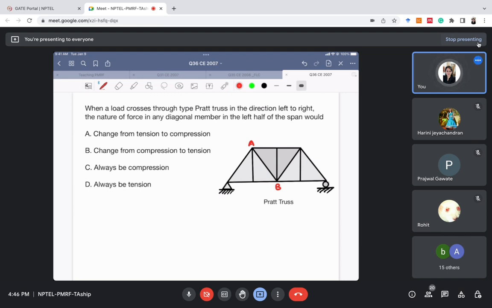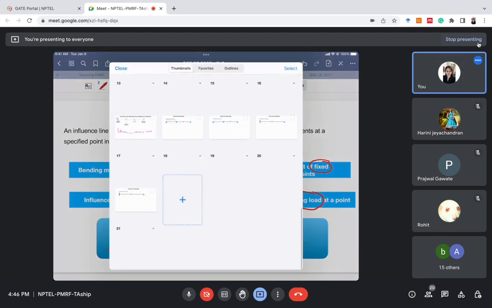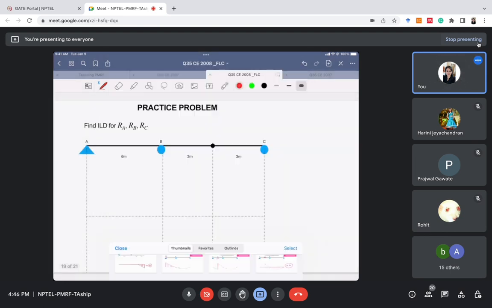Then I want to take some problems from beams just for revision. This is a problem of ILD from beam. ILD for beam I have already discussed, but for this session I'll discuss it again. If you want to know it in detail, you can check the previous recordings, right? So here we are asked to find the ILD for member RA, RB, and RC.